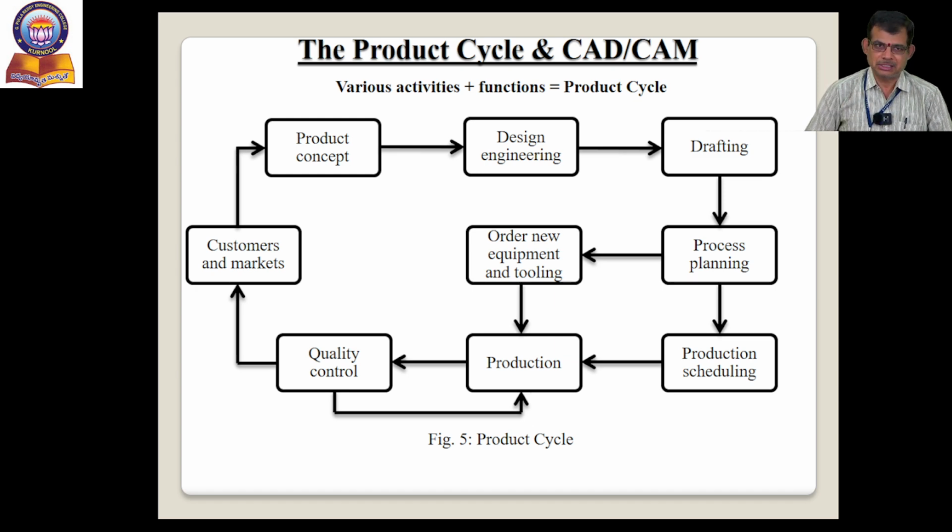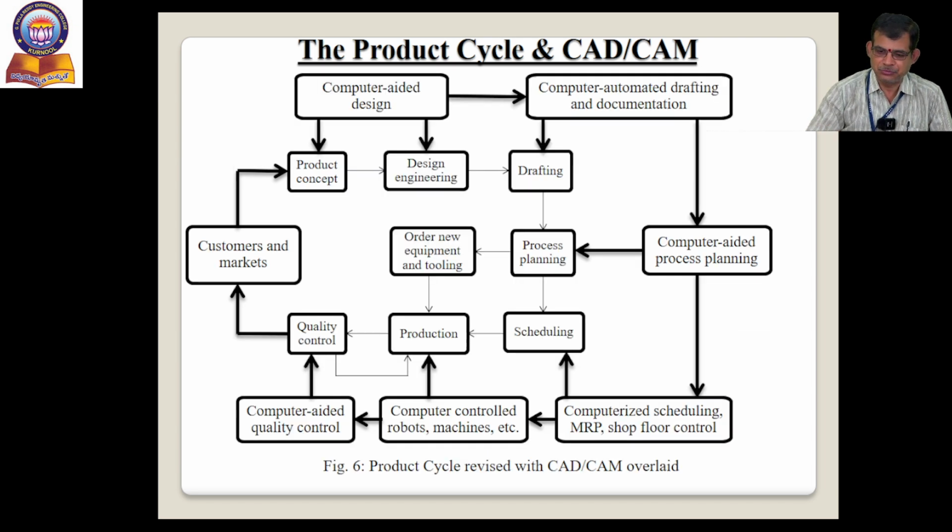The product concept comes to your mind, then goes to design engineering, preparing the design, then the drafting process. Once drafting is over, it goes to the process planning activity, the route sheet and everything, ordering new equipment and tooling if required for that process, then scheduling of the activity, then preparing the components in your hand, that is production. Then the prepared components undergo quality checking, quality control. Finally, satisfied components go to the market to reach the customers. This entirely we can call the product life cycle.